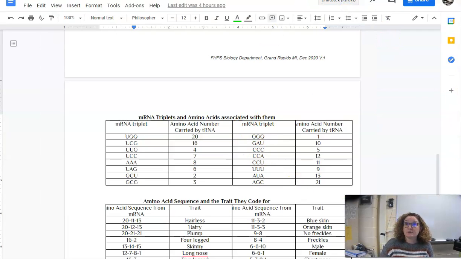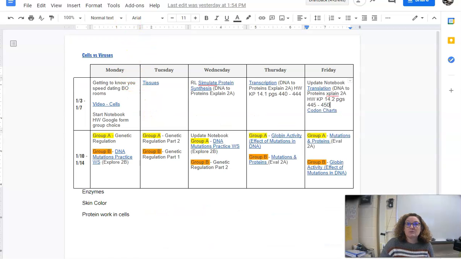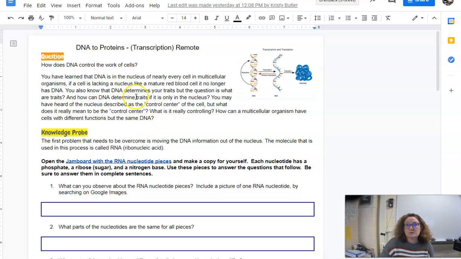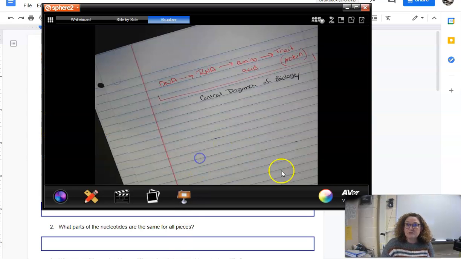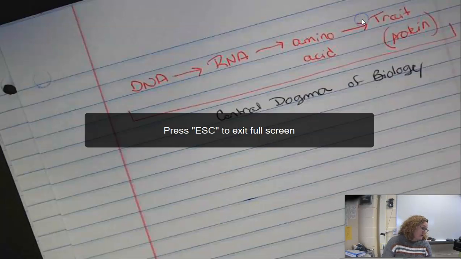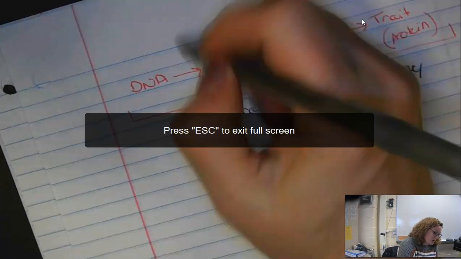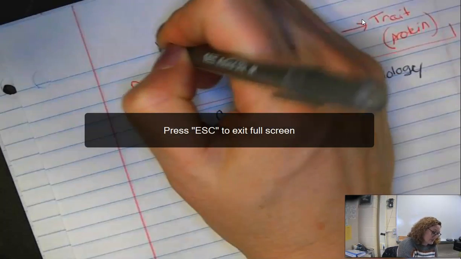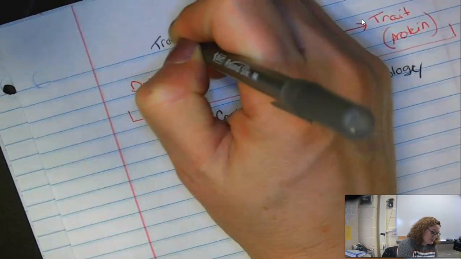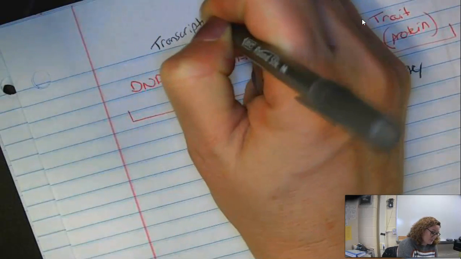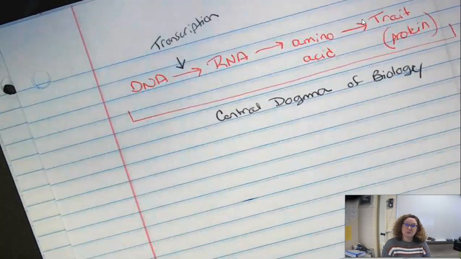Okay. The next thing that we then did in class was to take a look at this process of transcription. So really what we're focusing on is this first part of our central dogma, which is this right here. Okay, so we're focusing on this idea, which is transcription, and how we make RNA from DNA.